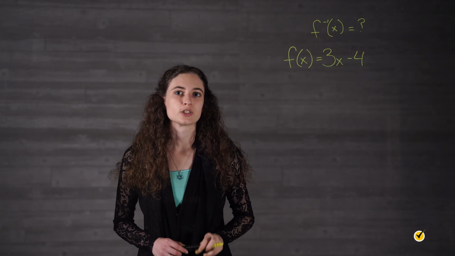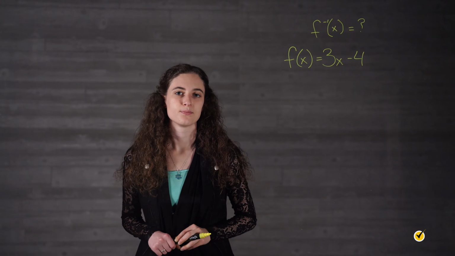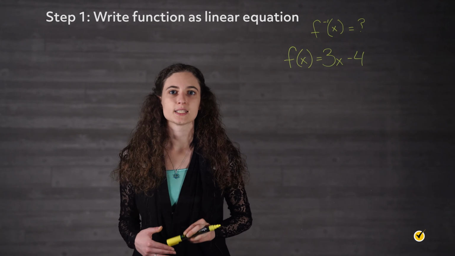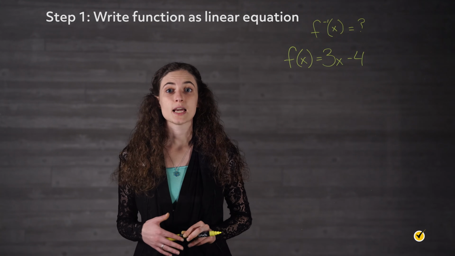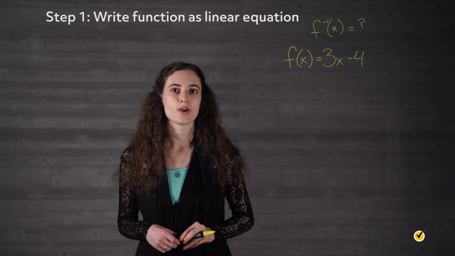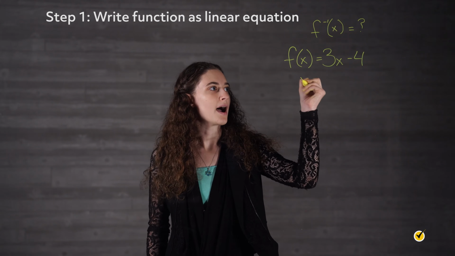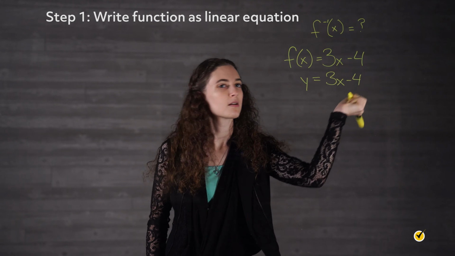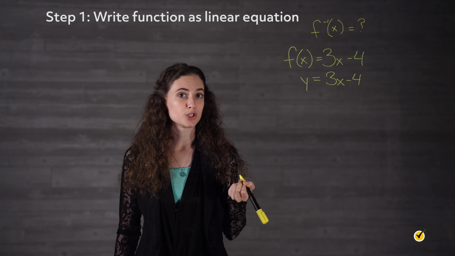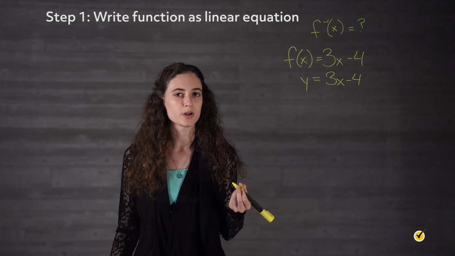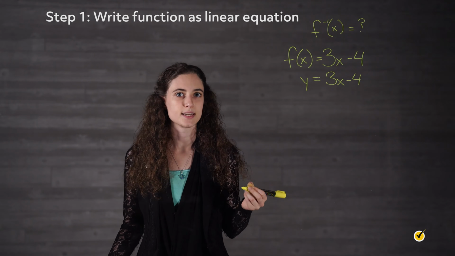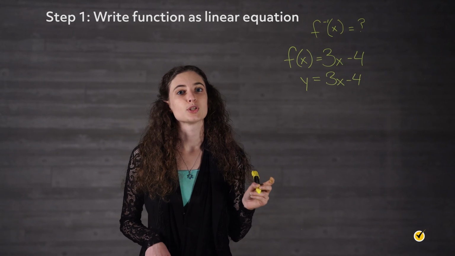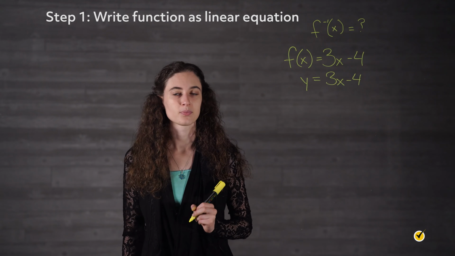Finding the inverse of a function will be a 4-step process. Step 1 is to write the function as a linear equation. So in this case, we will write f of x equals 3x minus 4 as y equals 3x minus 4. Because we are switching the input and the output, we want to be working with x and y instead of x and f of x. This will make the switch easier to see visually.